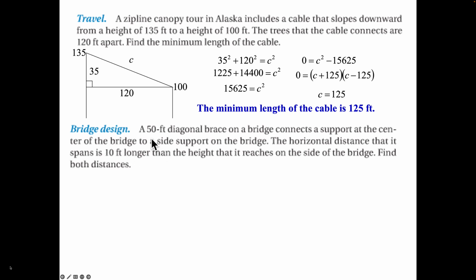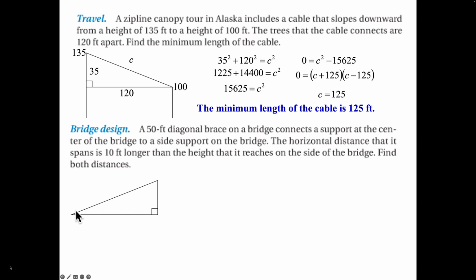A bridge design. A 50-foot diagonal brace on the bridge connects a support at the center of the bridge to a side support of the bridge. The horizontal distance that it spans is 10 feet longer than the height that it reaches on the side of the bridge. Find both distances. Okay, this is a bridge which has a right triangle going to the middle, and then there'll be another right triangle over here. But we're just going to work on this side.